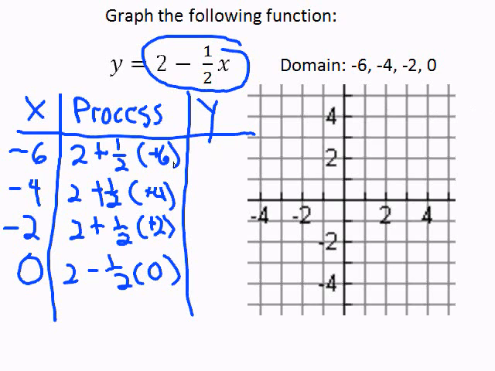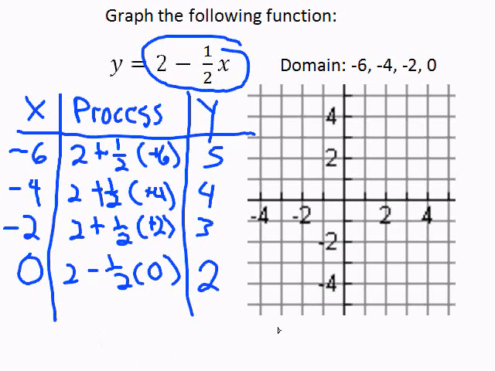Okay, 2 plus 1/2 of 6. Half of 6 is 3, so 2 plus 3 is 5. 2 plus half of 4, that's 2 plus 2, which is 4. 2 plus half of 2, that's 2 plus 1, which is 3. And 2 minus half of 0. Half of 0 is still nothing, so we get just a 2.